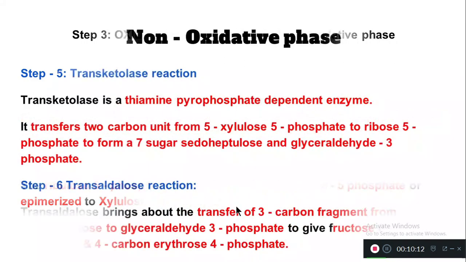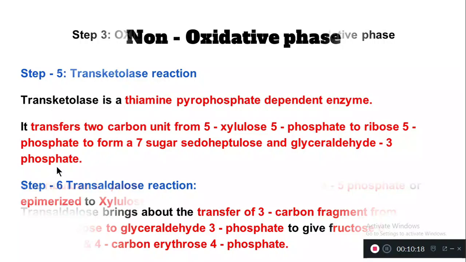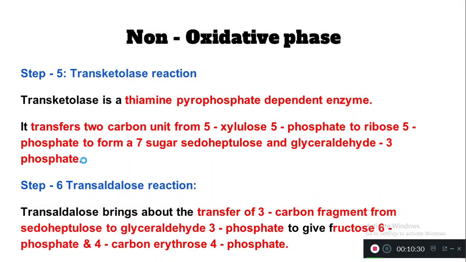Now let's see step 5. Step 5 is a non-oxidative phase. The first phase has 3 steps, and from step 4 the non-oxidative phase starts. So step 5 is the non-oxidative phase, that is the transketolase reaction.